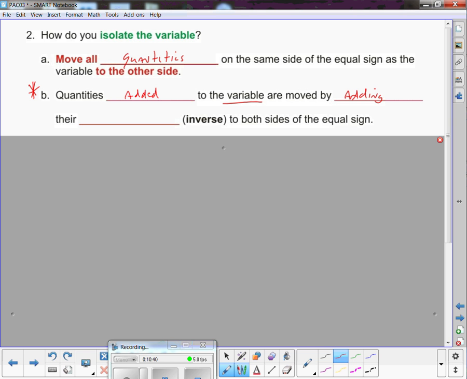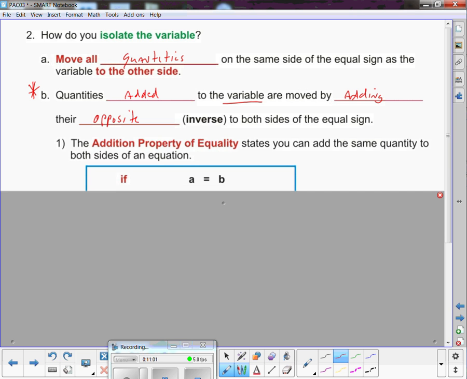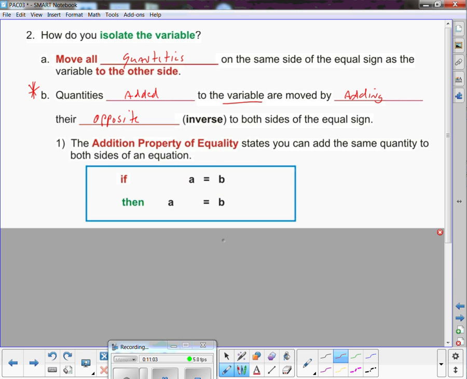Now, what do you add? You have to add their opposite, also called the inverse. You have to add their opposite to both sides of the equal sign. Hey, that's how you move it. Now, again, this is a first step in figuring out how to solve equations. Get good technique. Again, all these are going to be pretty easy things, but if you'll have good technique, then you'll end up where you ought to be when the equations get more complex.